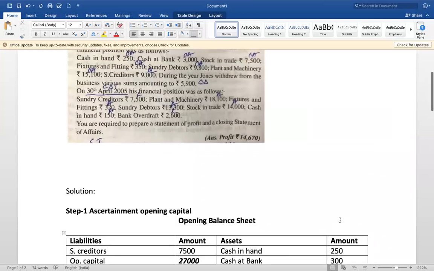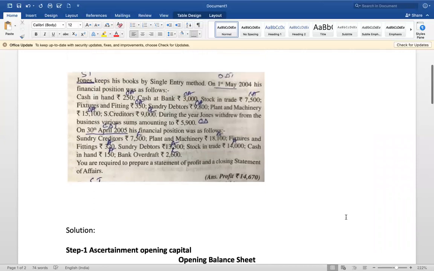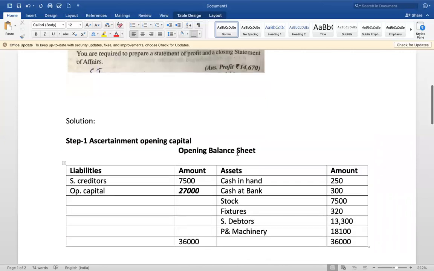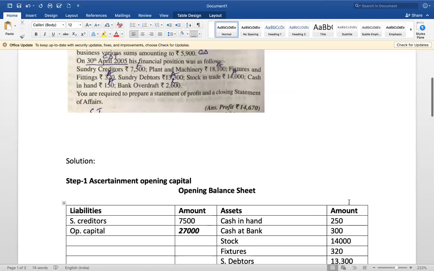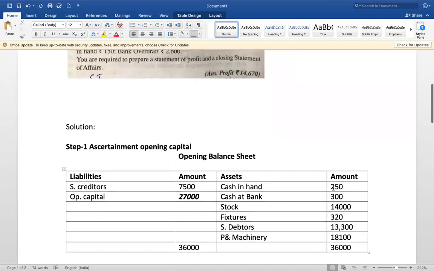Sundry debtors 13,300. I'm changing the debtors to 13,300. Then you have stock in trade 14,000. Done. Then you have cash in hand 150. I'll make this 250 to 150.